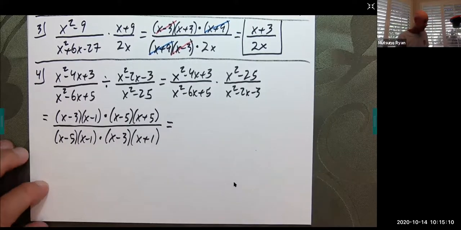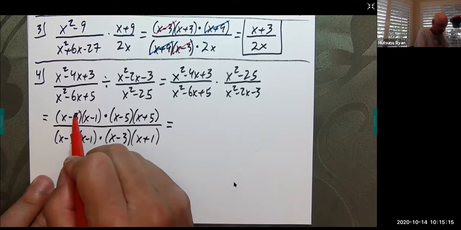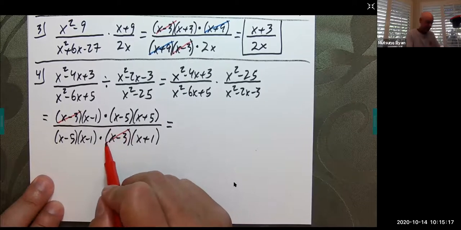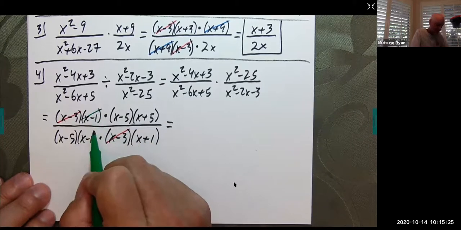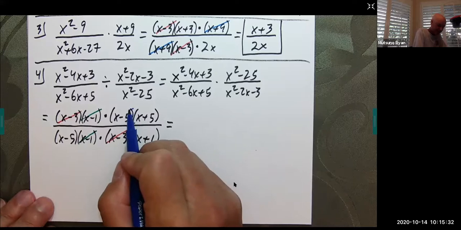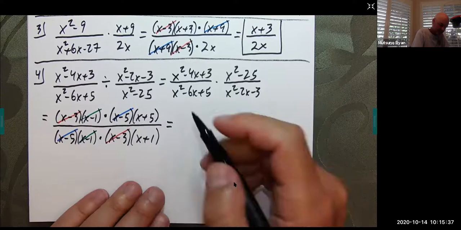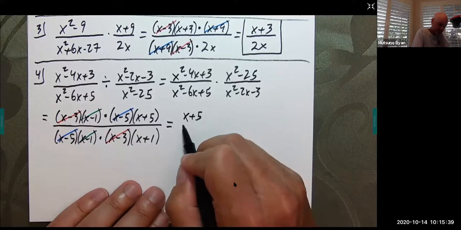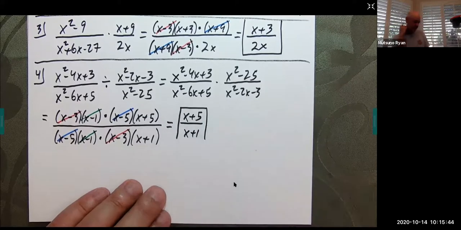And now we got a lot to reduce. Let's start with the x minus 3's. X minus 1. And x minus 5. I'm left with that as my final answer.